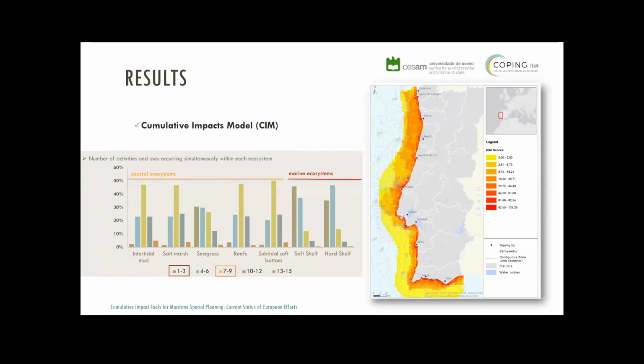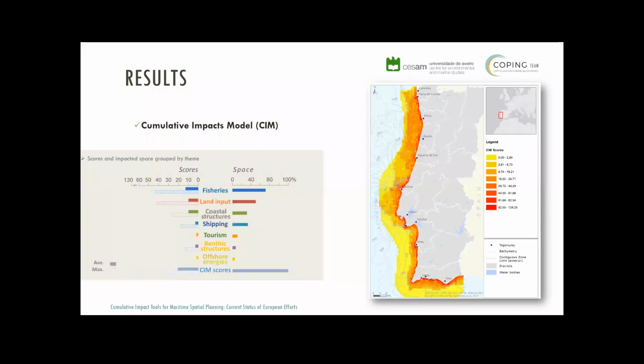diminishing as we would go further offshore. Of course, we only had the scores in locations where we had both activities and ecosystems present, and we had several activities occurring simultaneously, especially among coastal habitats. Higher percentages were observed between 7 to 9 simultaneous activities, and in marine ecosystems, the number of simultaneous activities was, of course, much smaller.